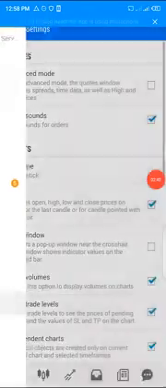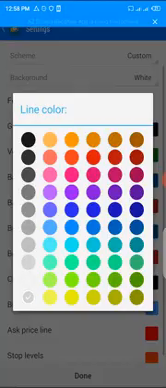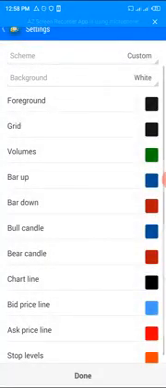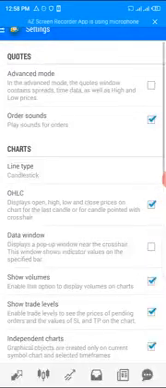Sorry, let me still reset my colors. Foreground should be black, and then grid should be white. Great.